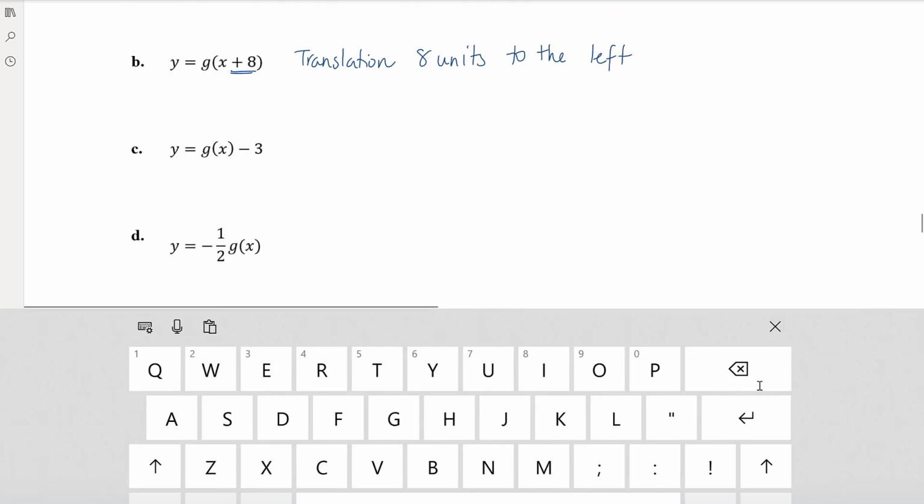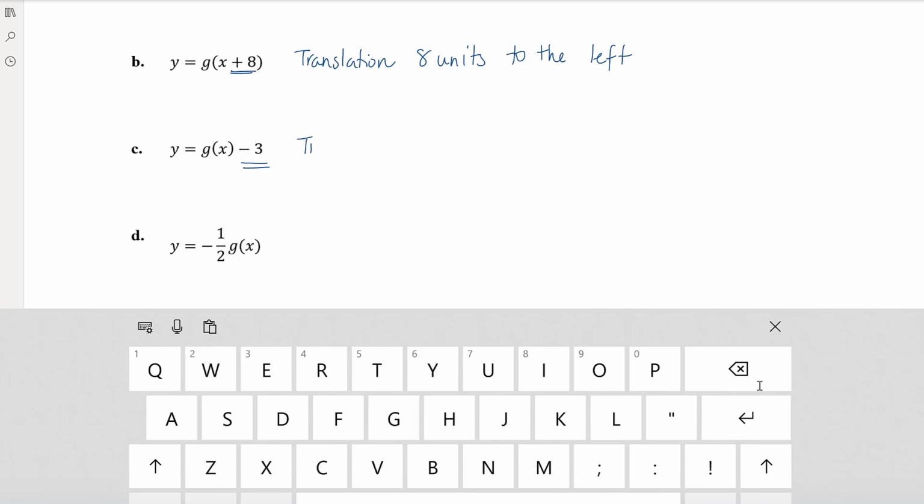g of x minus 3. So the subtraction is outside of the function, okay? This is the difference between, if this function was x squared, this would be x plus 8 all squared. That's left by 8. This would be x squared minus 3, okay? So completely different what's happening here.